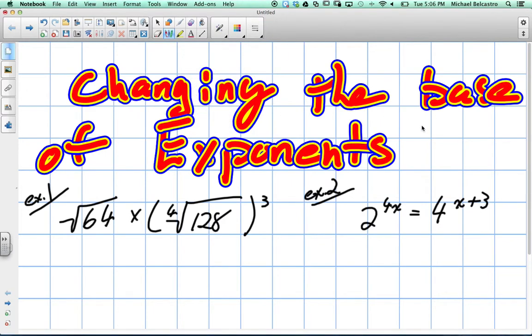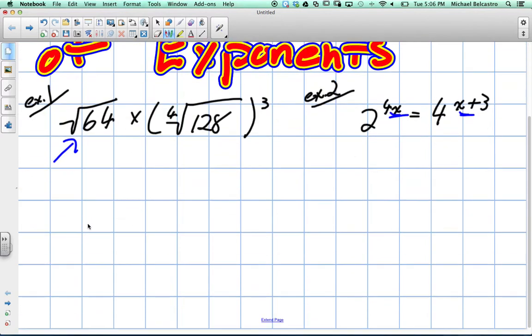We're going to go over changing the base of exponents, essentially to help us solve for maybe unknown variables. And the first one is just going to help us get used to that process. So what we're going to do is make these all have a base, and we're not going to write them as roots, we're actually going to write them as fractional exponents.